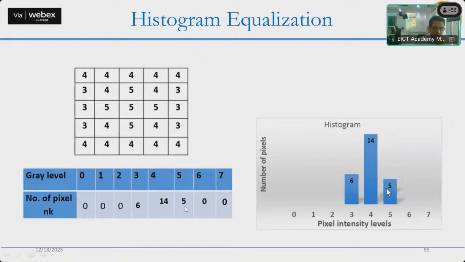The number of pixels has been shown. It is 6, 14, 5, 6, 14, 5. That is fine. Now, see, what do we want to do? In histogram equalization, we want to know the new values, the new gray level for it.